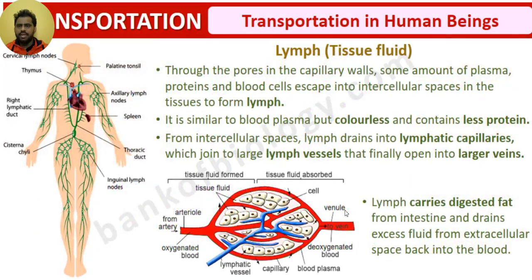Let's move ahead and try to understand what lymph, or tissue fluid, is. Through the pores in the capillary wall, some amount of plasma, protein and blood cells escape into intercellular spaces in the tissue to form lymph. It is similar to blood plasma but colorless and contains less protein. From the intercellular spaces, lymph drains into lymphatic capillaries, which join to form large lymph vessels that finally open into larger veins. Lymph carries digested fat from the intestine and drains excess fluid from the extracellular space back into the blood.